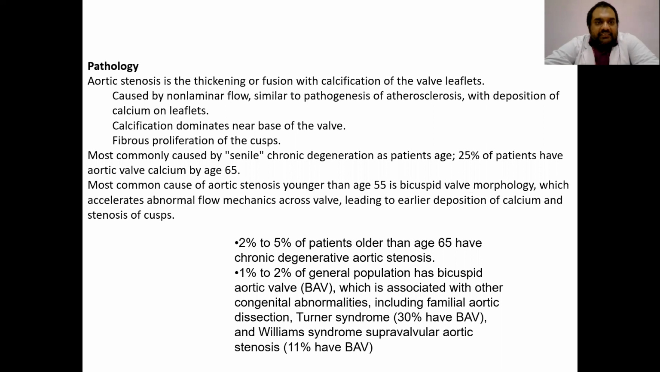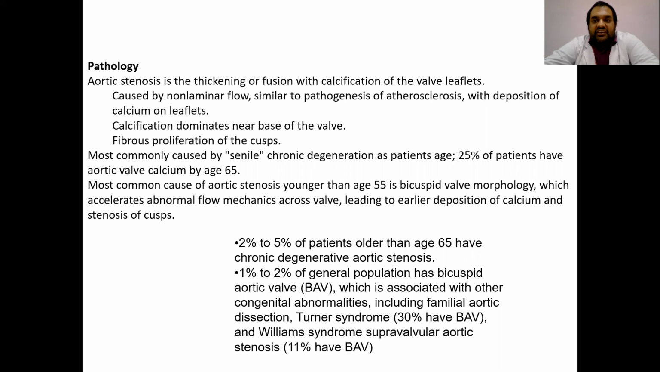Pathology. Aortic stenosis is a thickening or fusion with calcification of the valve leaflets caused by non-laminar flow, similar to the pathogenesis of atherosclerosis, with deposition of calcium on the leaflets. The calcification dominates near the base of the valve, with fibrous proliferation of the cusps. It is most commonly caused by senile chronic degeneration.